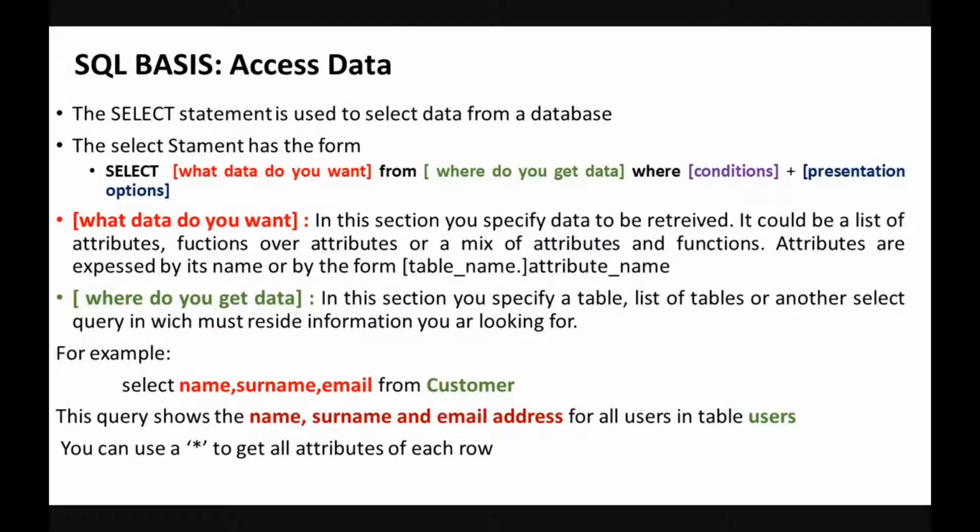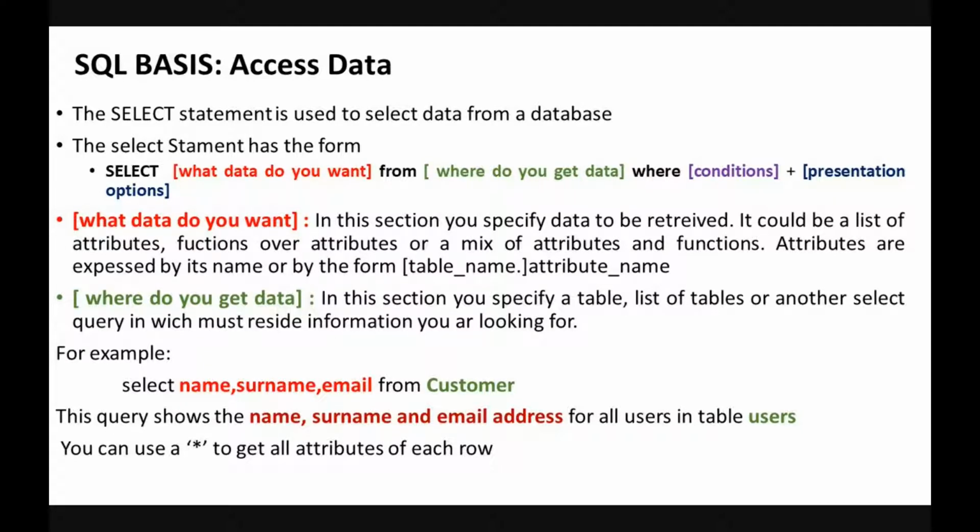SQL Basics, access data. The select statement is used to select data from a database. The select statement has the form, select, what data do you want, from, where do you get data, where, conditions, plus, presentation options. What data do you want? In this section, you specify data to be retrieved. It could be a list of attributes, functions over attributes, or a mix of attributes and functions. Attributes are expressed by their name or by the form table_name.attribute_name.